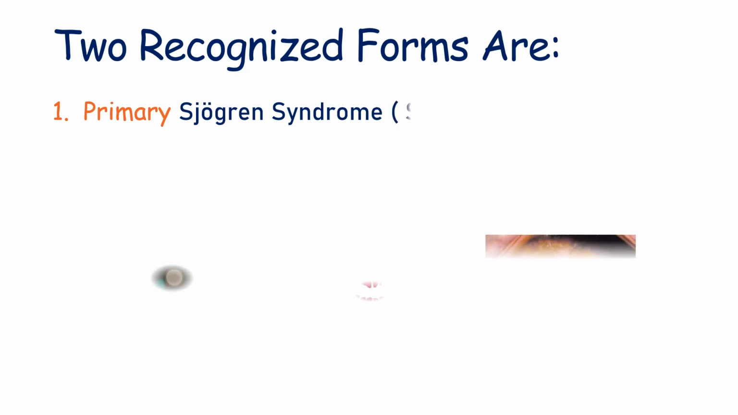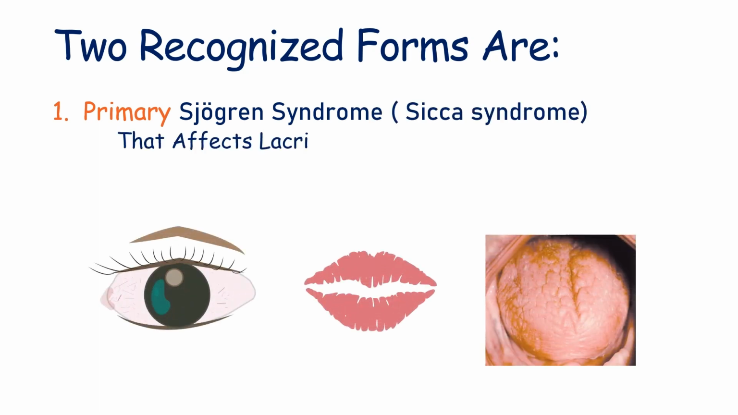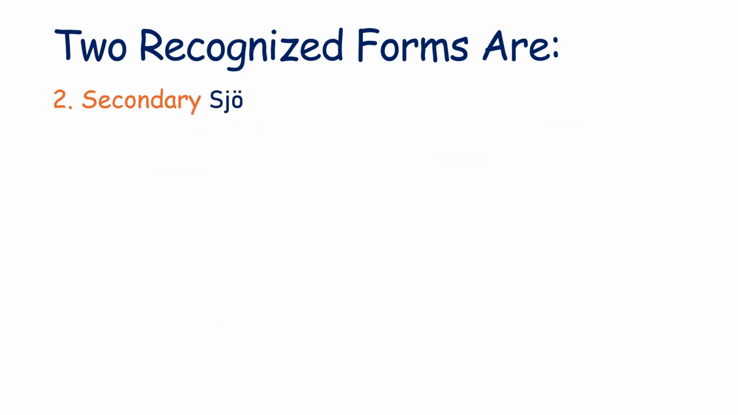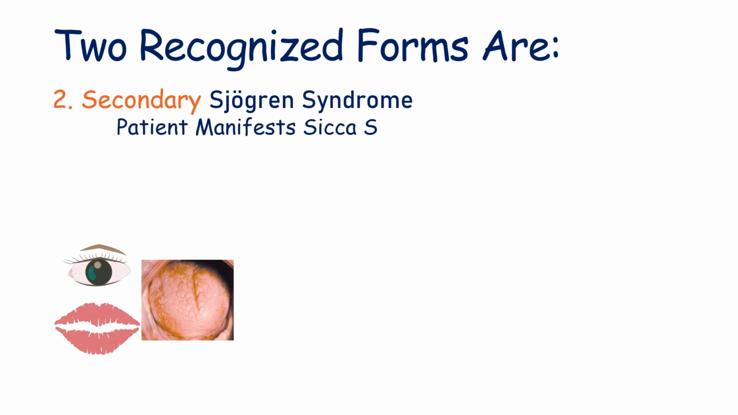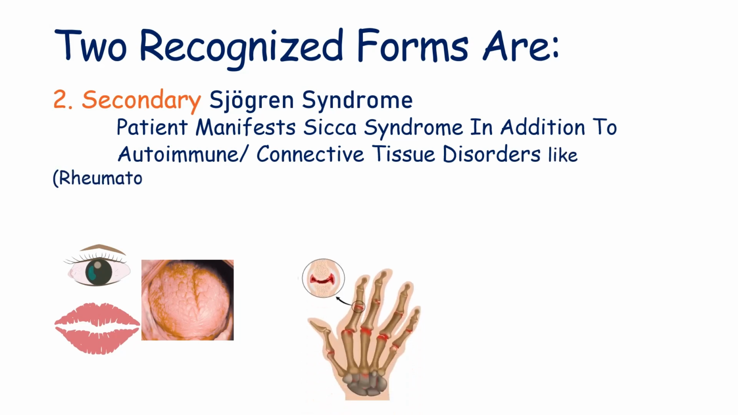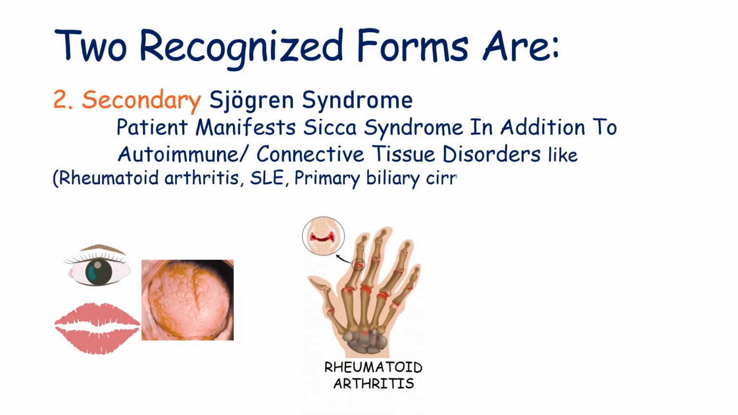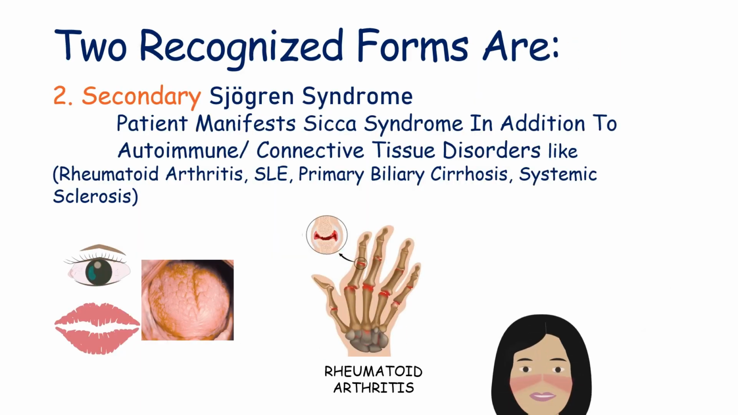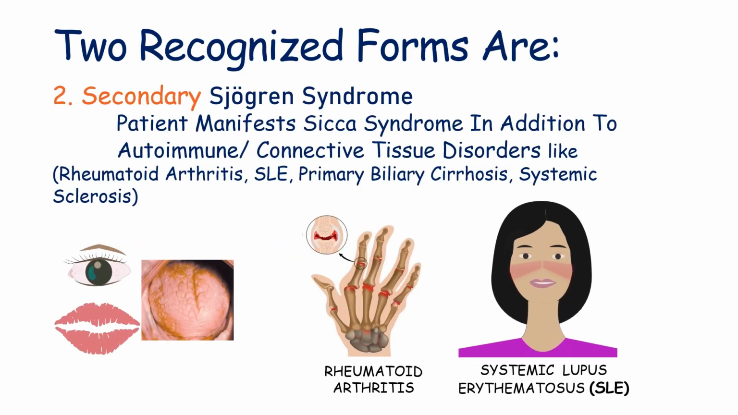The two recognized forms are primary Sjogren syndrome, or the sicca syndrome, that affects lacrimal and salivary glands without any connective tissue disorder, while the second form is secondary Sjogren syndrome, where the patient manifests sicca syndrome in addition to autoimmune connective tissue disorders, among which rheumatoid arthritis is the most common type. The second most common connective tissue disorder associated with Sjogren syndrome is systemic lupus erythematosus, also known as SLE.